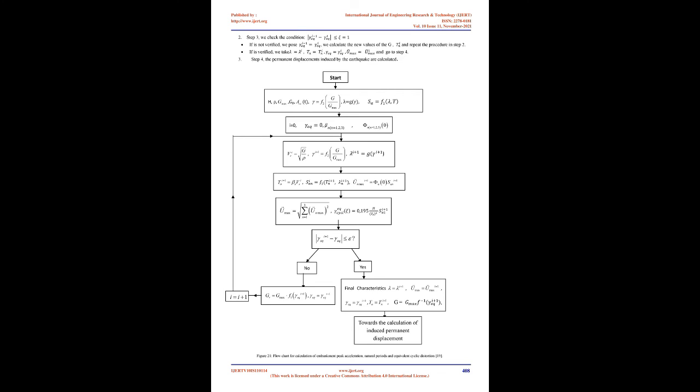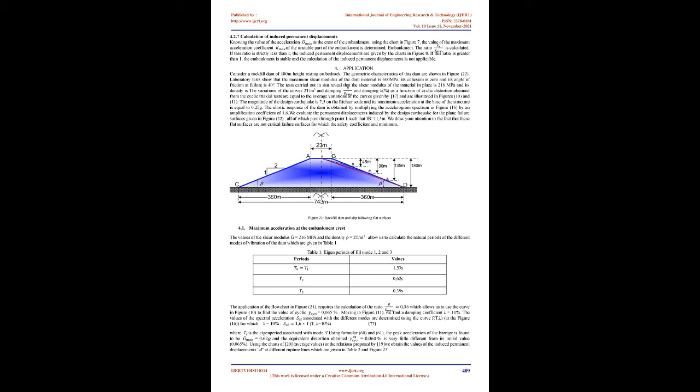For application 4.1: maximum acceleration at the embankment crest. Consider a rock-fill dam of 180 m height resting on bedrock. The geometric characteristics of this dam are shown in figure 22. Laboratory tests show that the maximum shear modulus of the dam material is 600 MPa, its cohesion is 0 and its angle of friction at failure is 40 degrees. The tests carried out in situ reveal that the shear modulus of the material in place is 216 MPa and its density is 2 T/m3. The variations of the curves of shear modulus and damping, in percent, as a function of cyclic distortion obtained from the cyclic triaxial tests are equal to the average variations of the curves given by 17 and are illustrated in figures 10 and 11.